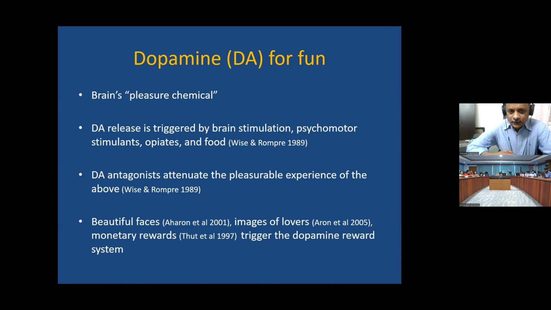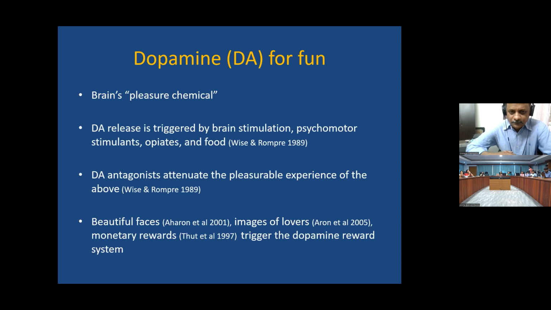Similarly, psychomotor stimulants, opiates, food. Even food is pleasurable. Very often we eat even though we are not hungry because food is pleasurable. And all these things that cause pleasure, sometimes even pathologically, activate the reward system, and the dopamine signal is a key player in this reward system. Contrarily, if you apply dopamine antagonists, that is, chemicals which block the action of dopamine, that will attenuate the pleasurable experience of the above. So the role of dopamine in pleasure is quite clear.